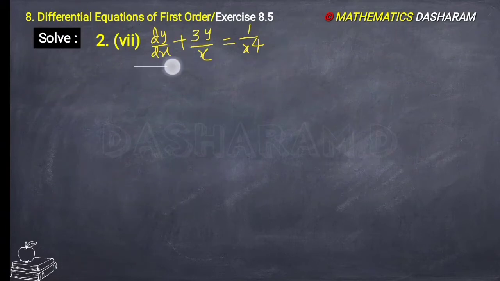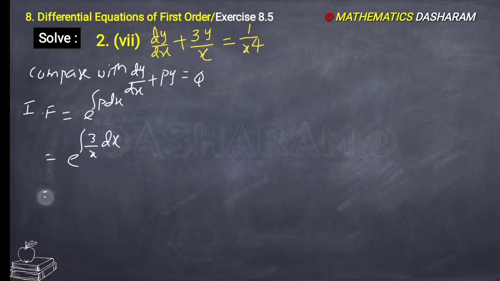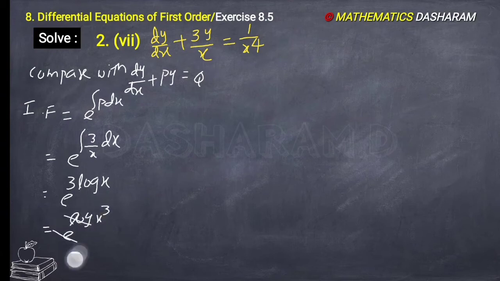Seventh question, dy by dx plus 3y by x equals 1 by x to the power of 4. So let's compare with the standard form and find the integrating factor, that is e to the power of integration p dx. It is equal to e to the power of integration, the p value is 3 by x dx. So e to the power of 3 into log x, so e to the power of log x cube, e and log cancel, it is equal to x cube.